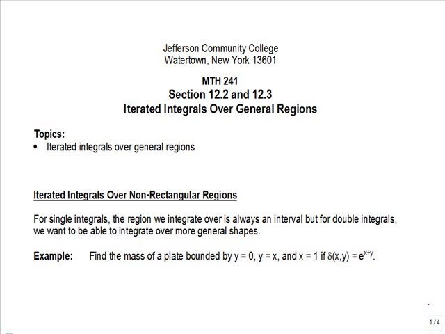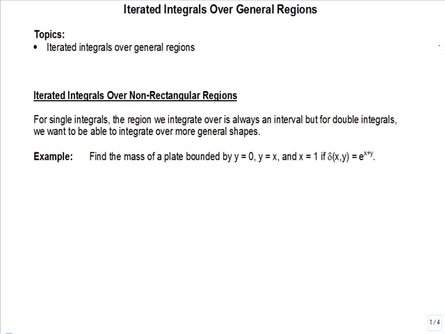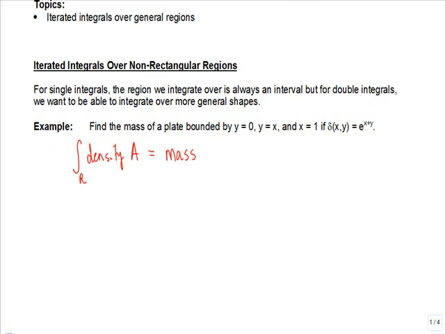Now here's my example. I'd like to find the mass of a plate bounded by y equals 0, y equals x, and x equals 1, if the density at (x, y) is equal to e to the x plus y. The fact that we need to know in order to be able to do this is that the integral of the density over the area, and again I'm going to use the region notation we used last time, will give us the mass. So the integral of the density is going to give us the mass.